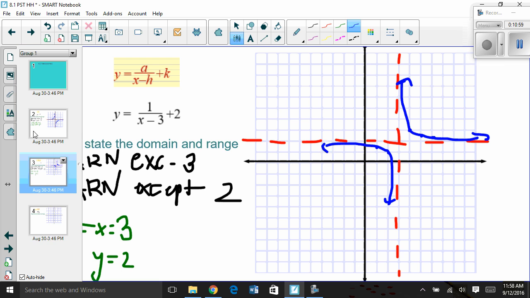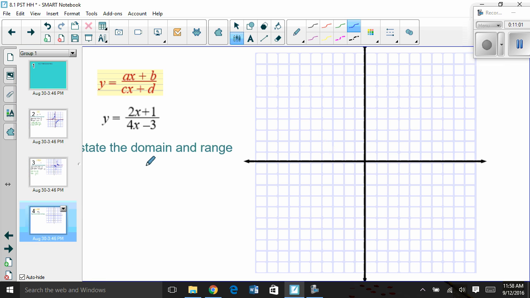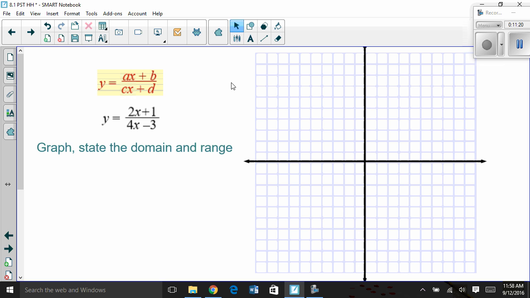So the next one, the last one we have, is this scenario. Now we have x's on both the top and bottom, and then we also have something added on as well on that top and bottom. So it's a little bit different looking here. We're going to find the domain and range. Again, the domain is everything but where the bottom is 0.